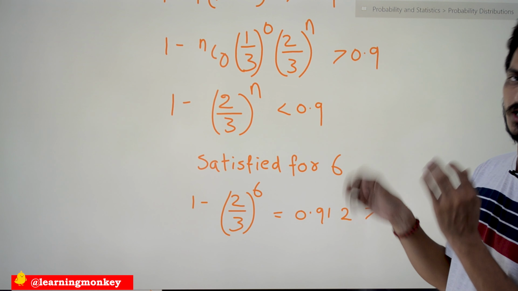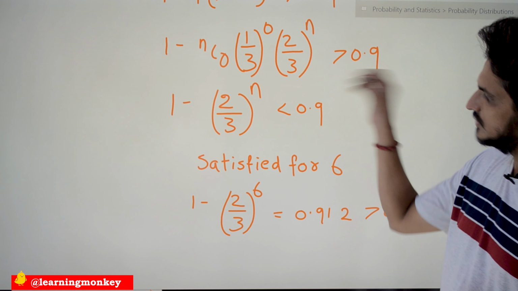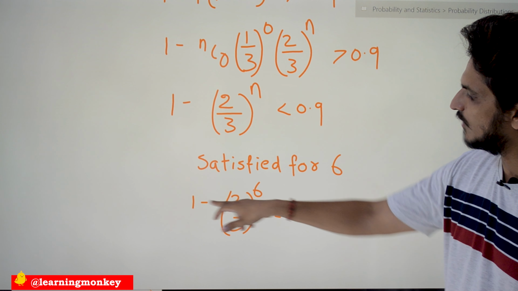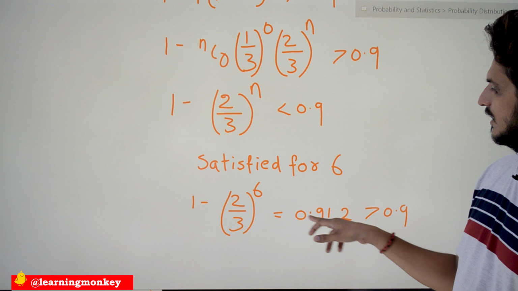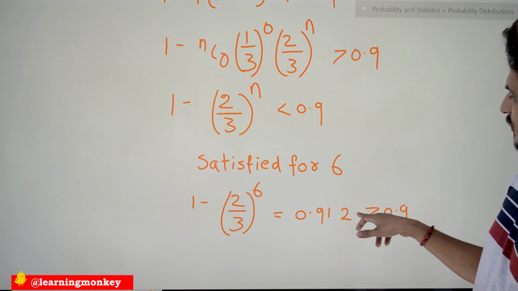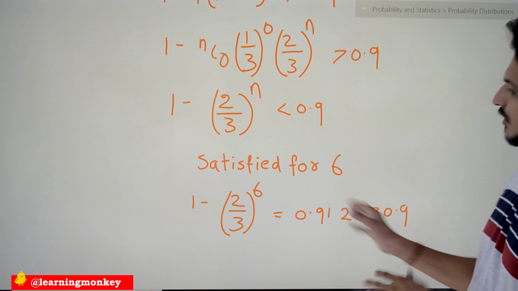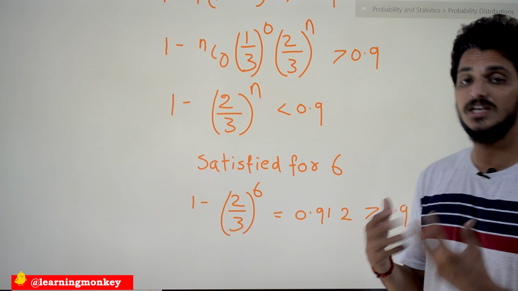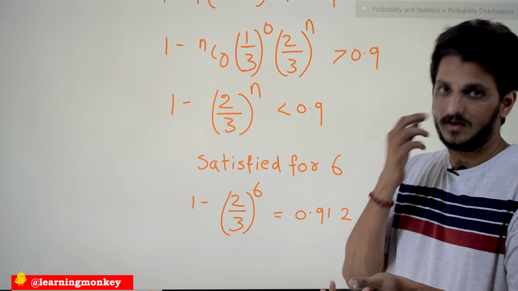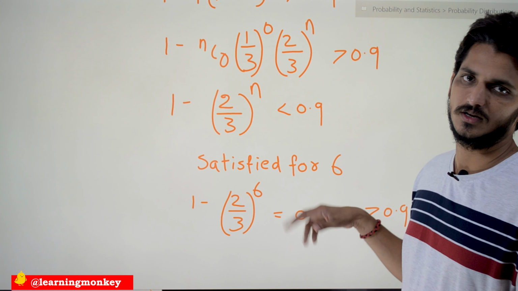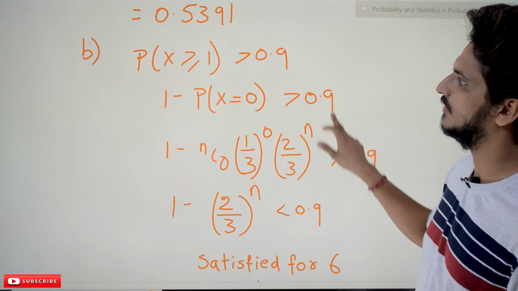You keep on trying with the trial and error method. n is equal to 1, n is equal to 2, and so on. We get 1 minus 2 by 3 power 6 equal to 0.912, which is greater than 0.9. So n is equal to 6. At least he has to fire 6 times for the given question. We are finding the n value.